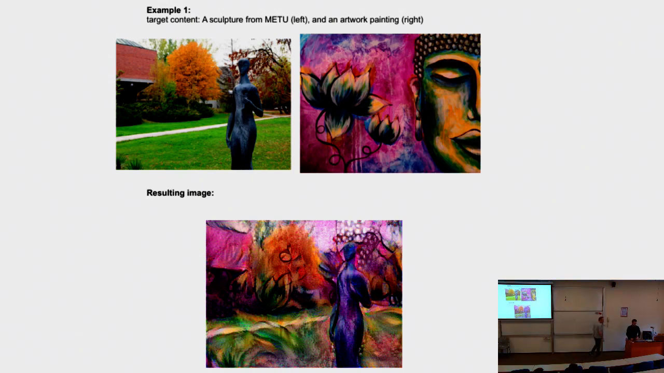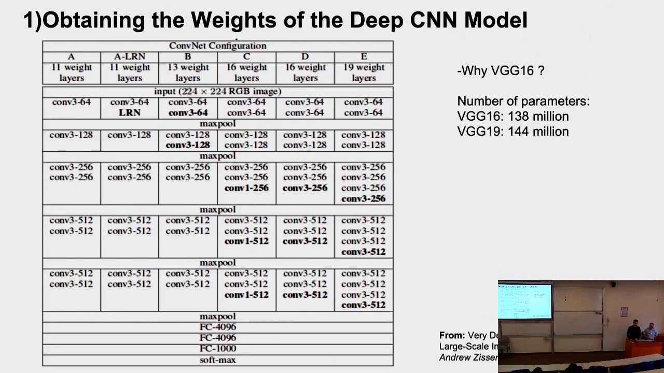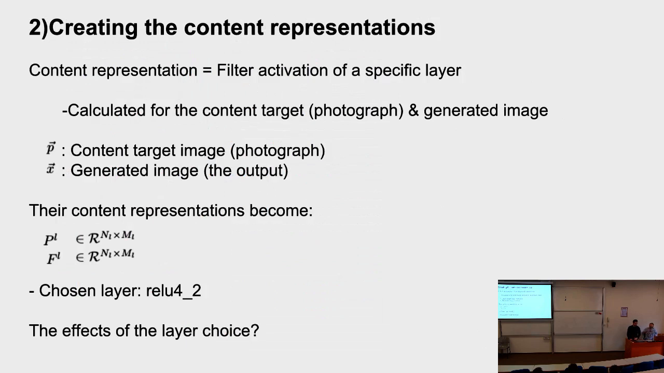Okay, I will talk about how we can do that. First, we should obtain the content and style representation of an image. First, I will talk about content. The content actually is pretty simple. You just pick a layer from your CNN network, from your deep network, and the filter activations at that layer becomes your content representation. So our aim is to match the content representation of the output image with the content representation of the input image, but the photograph image.